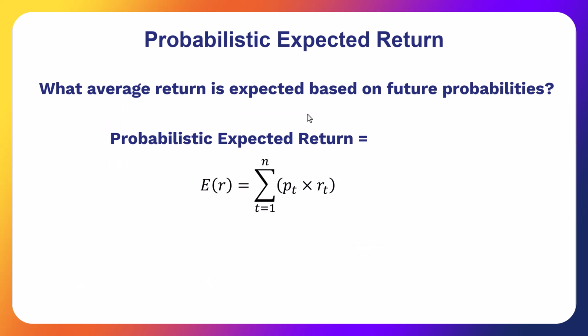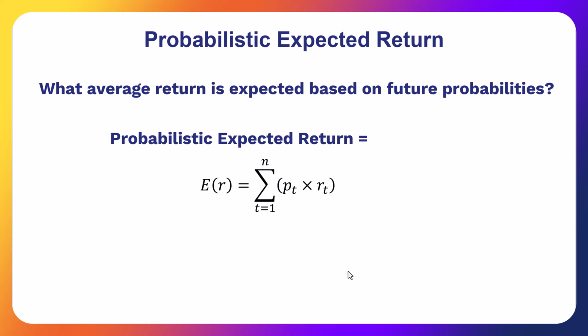So we have another way of also calculating returns. It's called the probabilistic expected return. This is where we're going to forecast future returns and then the probability that those returns occur. So investing is all about predicting the future. So how can we use this data to predict what an investment will earn us if we should actually invest?